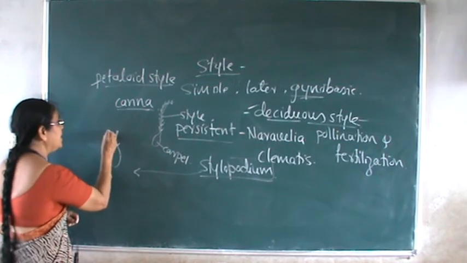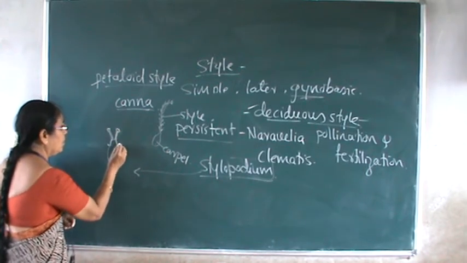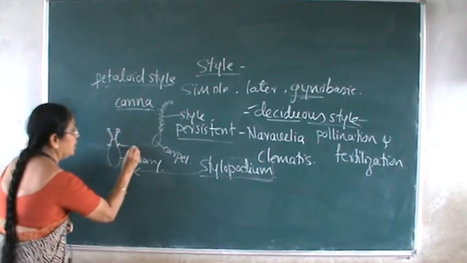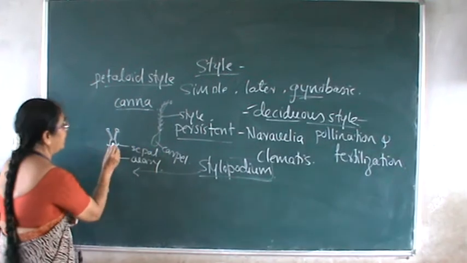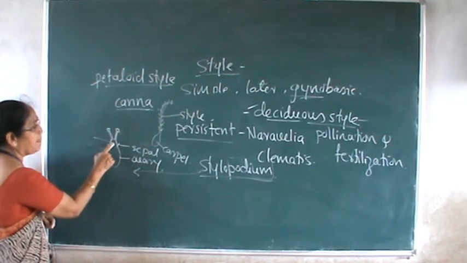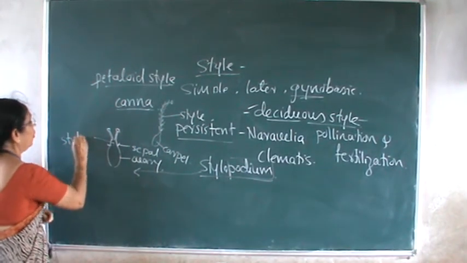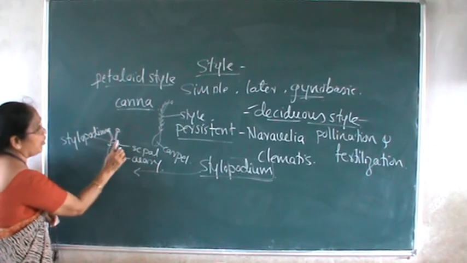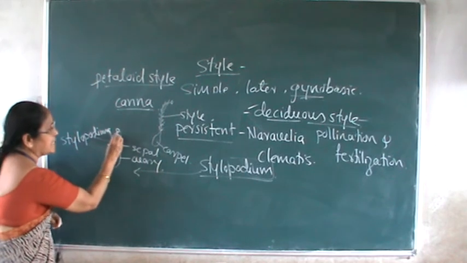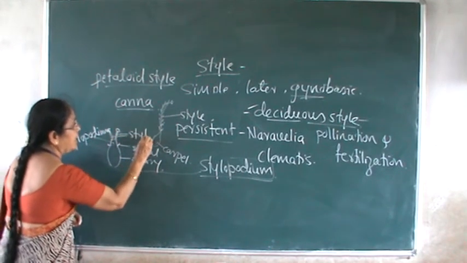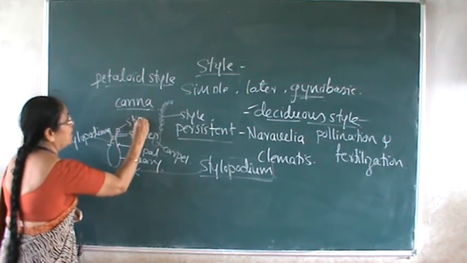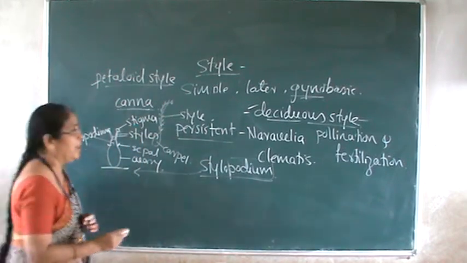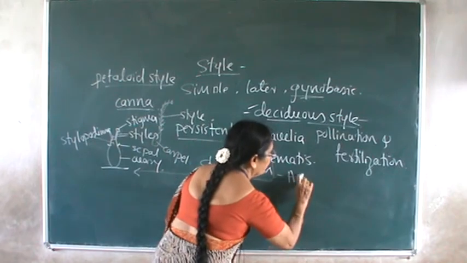The style arising from, so here this is the ovary, an epigynous flower, this is the sepal, and here there is a platform. This platform is called the stylopodium. This is the platform from which the two styles are arising. These are the two styles, and this is the stigma. And this is the special feature of the members which belong to Apiaceae.